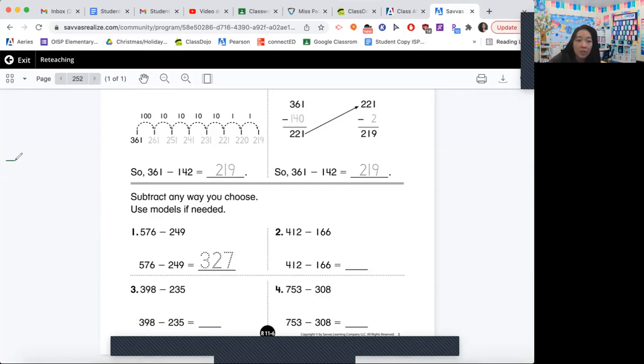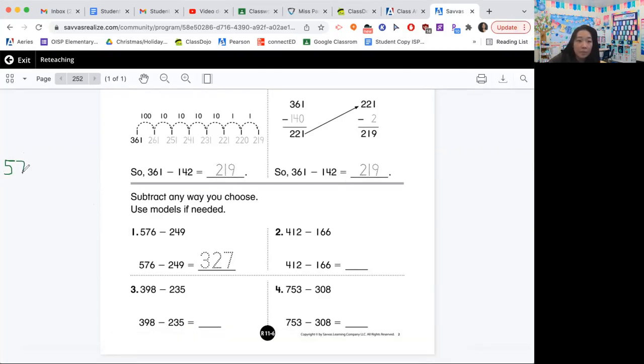So we have 576 minus 249. Okay, so 249 would be 2 hundreds, 4 tens, and 9 ones. So you're going to go backwards 200. So this would be 100, and this would be 100. So 576 minus 100 would get you 476. 476 minus 100 would get you 376. Okay, so we ended up at 376.